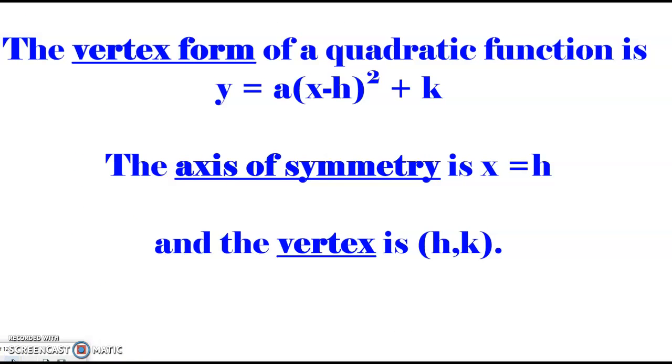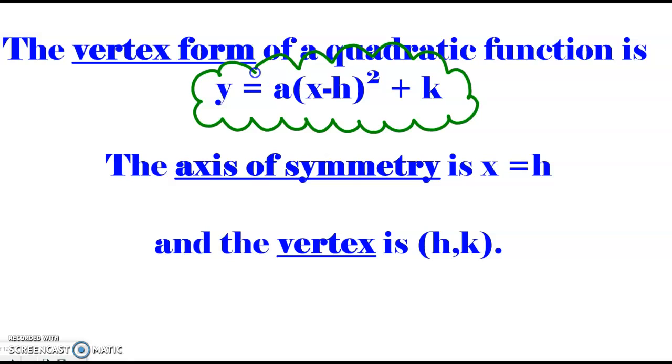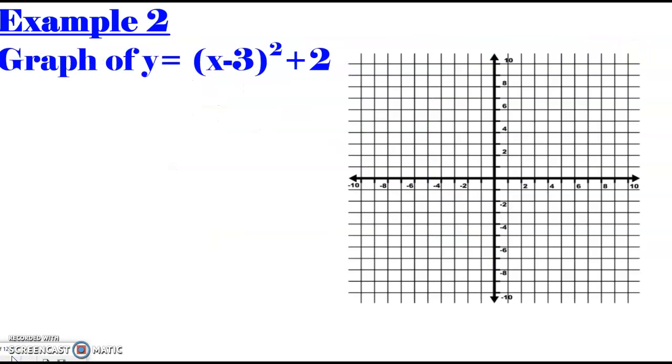All right, the vertex form of a quadratic function is, and you'll use this a lot, y equals a times x minus h quantity squared plus k. The axis of symmetry is x equals h. So now the parabola is leaving the vertex of 0, 0. And the vertex is h, k. So you would just pick the h and the k out of vertex form. So like here, the graph y equals x minus 3 quantity squared plus 2.